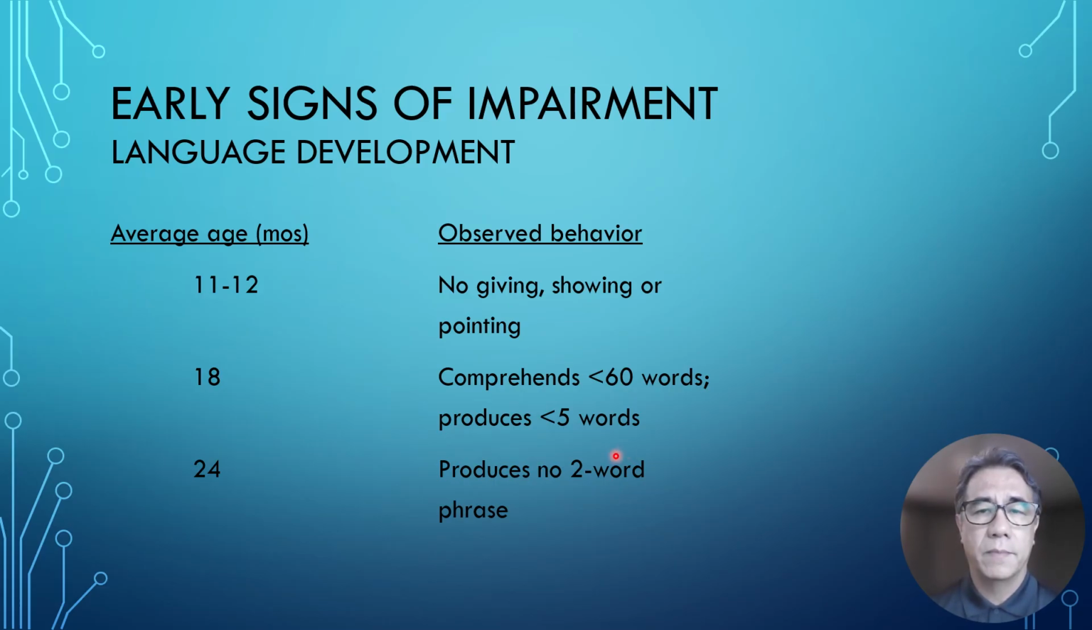Early signs of impairment would be no giving, no showing, no pointing, less than 60 words or less than 5 words production, and no two-word phrases by 2 years of age.